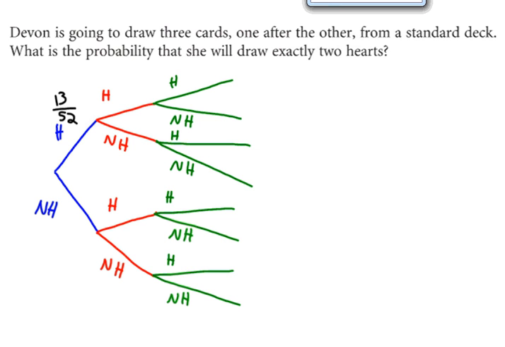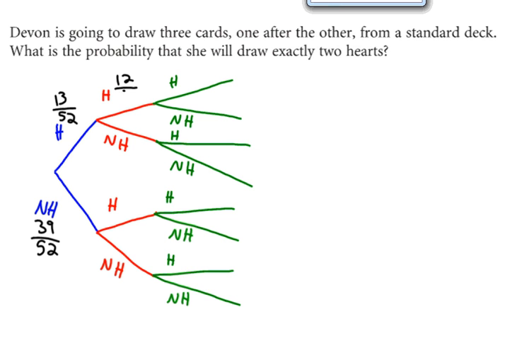13 out of 52. What's the probability that she does not get a heart on the first card? 39 out of 52 that she does not get a heart. Okay? Now we move on to the second card. We need to now find the probability that Devin chooses a heart on her second card. So, given the fact that she has chosen a heart on her first card, if we're working at the top of our tree diagram, what's the probability that she chooses a heart on the second card?